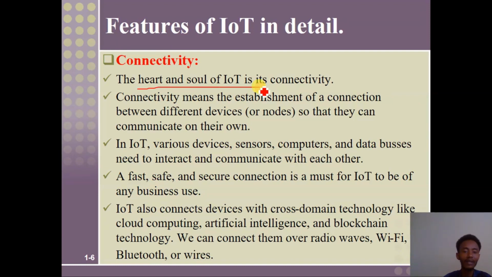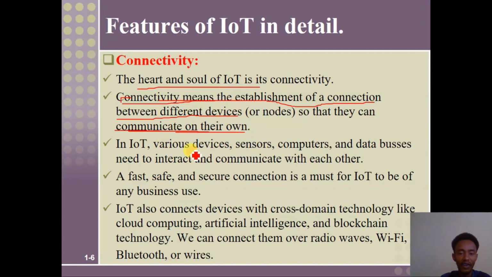If we cannot understand the language of each other, it is meaningless for human beings to communicate. To have such communication among the Internet of Things, connectivity should be there. So connectivity means establishment of connection among the different number of devices or nodes so that they can communicate on their own. In order for the devices to communicate with each other, they should have connectivity.